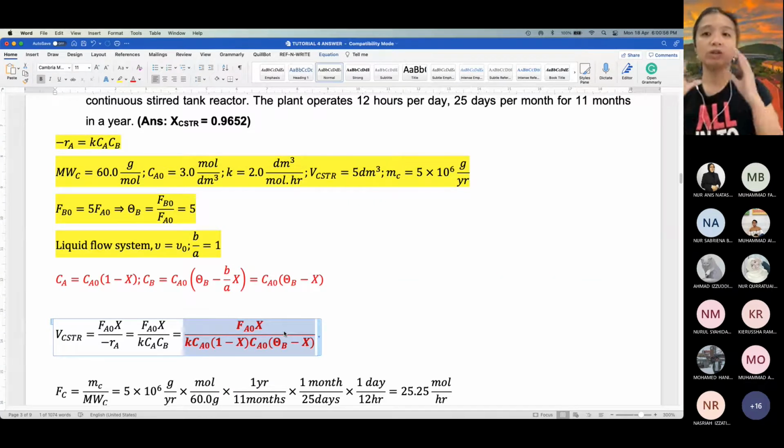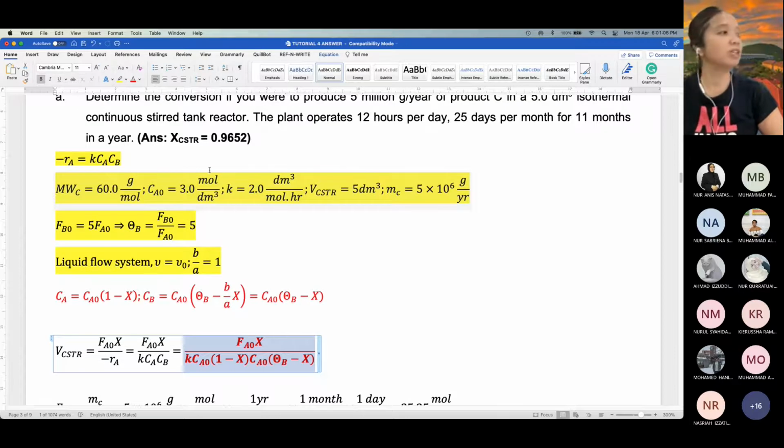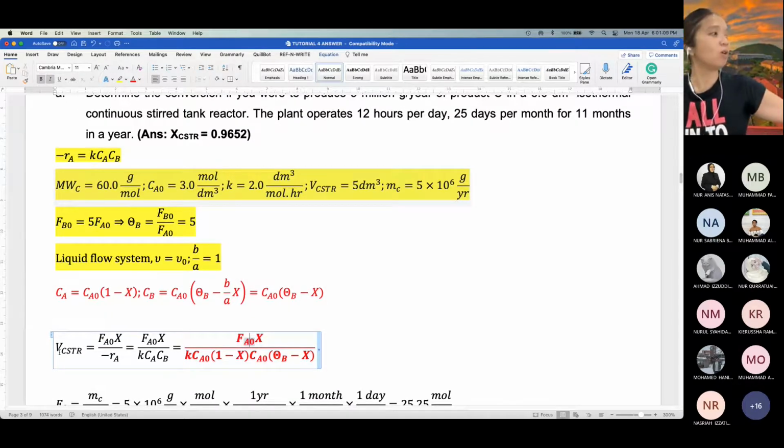So sekarang katakanlah kamu dah ada equation ni, kamu dah terfikirkan macam mana kita nak solve. Okay, ingat, come back to question. Question nak kita cari conversion. Maksudnya dalam equation ni, sebelah kiri volume kita kena ganti dengan nilai. Okay, FA0 kita kena ganti dengan nilai, K ganti dengan nilai, CA0 ganti dengan nilai, theta B pun kena ganti dengan nilai. Yang tinggal hanya X, sebab X tu yang kita nak cari. So the rest of the unknown, selagi kamu tak boleh solve, kami memang tak boleh solve soalan itu. So you have to solve one by one, and then baru you solve the entire equation. Okay, so then now kamu tengok balik.